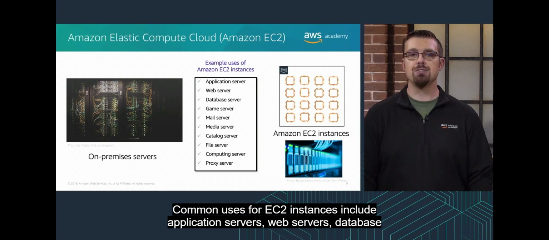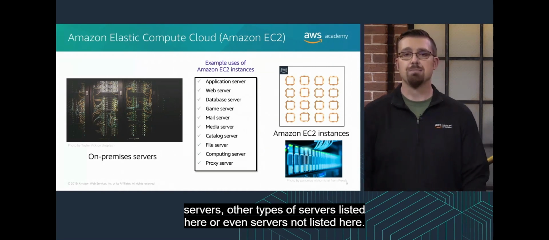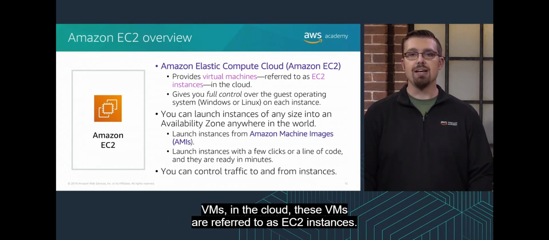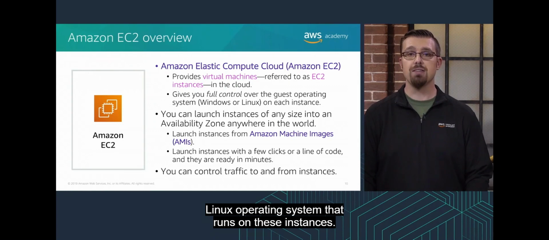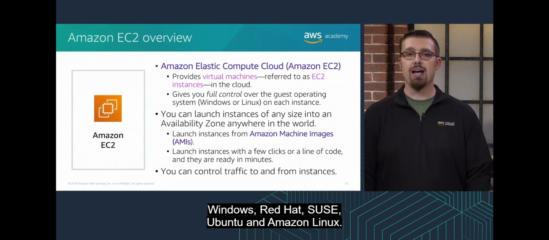Common uses for EC2 instances include application servers, web servers, database servers, other types of servers listed here, or even servers not listed here. Amazon EC2 provides virtual machines, or VMs, in the cloud. These VMs are referred to as EC2 instances. You have full administration control over the Windows or Linux operating system that runs on these instances. Most server operating systems are supported, including recent versions of Windows, Red Hat, SUSE, Ubuntu, and Amazon Linux.